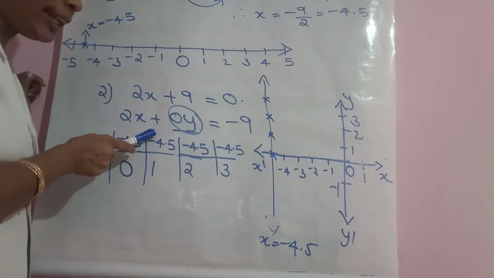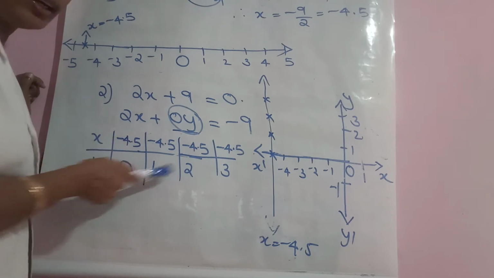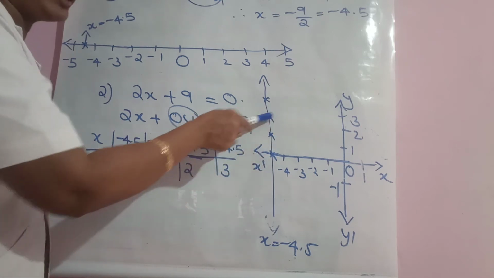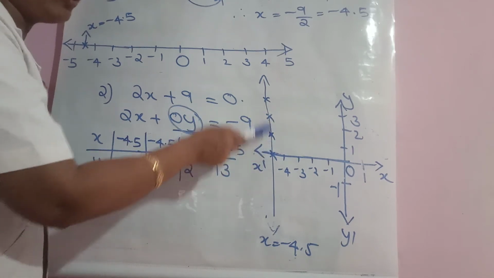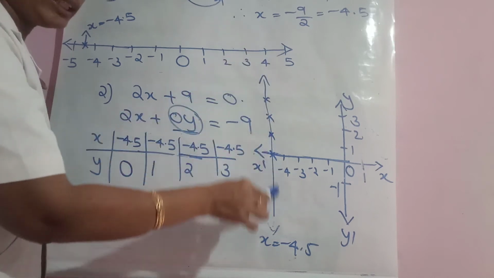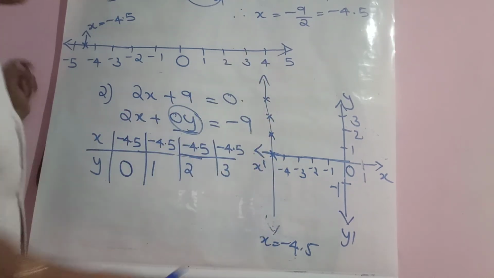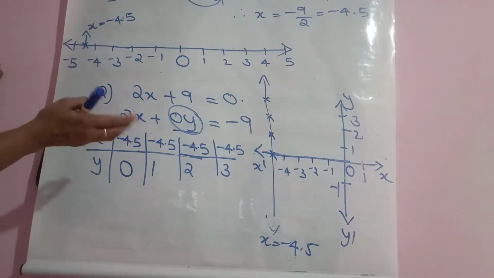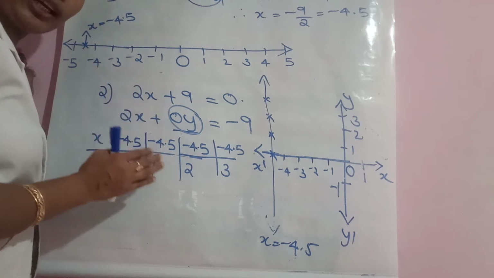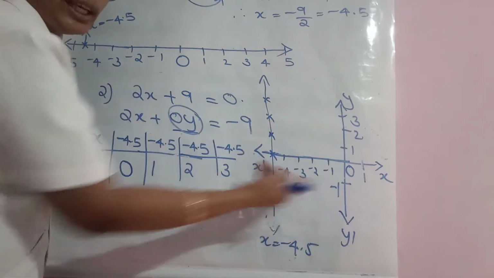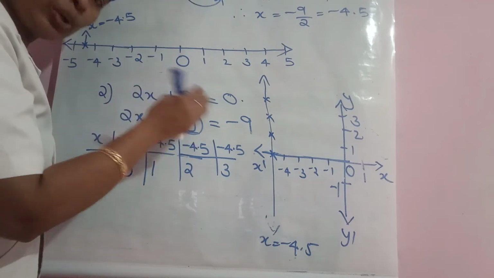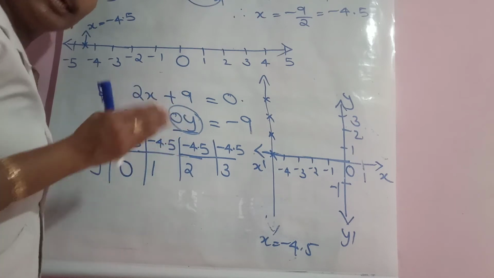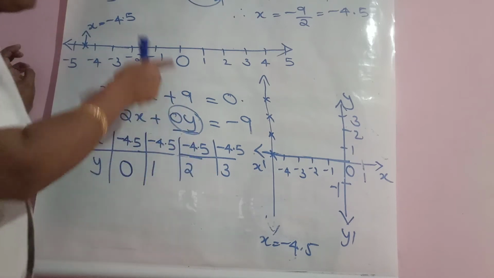Second point, negative 4.5, 1. So move upward up to 1 and mark it. Negative 4.5, 2. Again move upward. Negative 4.5, 3. Move upward. Then join using scale and pencil. You can see that it's a straight line parallel to which axis? Y axis. So x equal to a constant is given, and it will be a straight line parallel to the y axis. In the previous case, it was y equal to a constant, so we got a graph in the form of a straight line parallel to the x axis. So complete this.